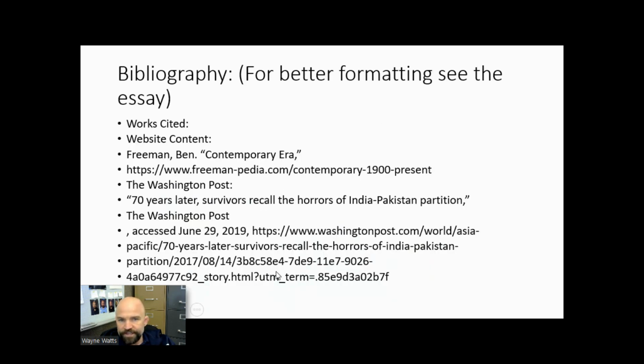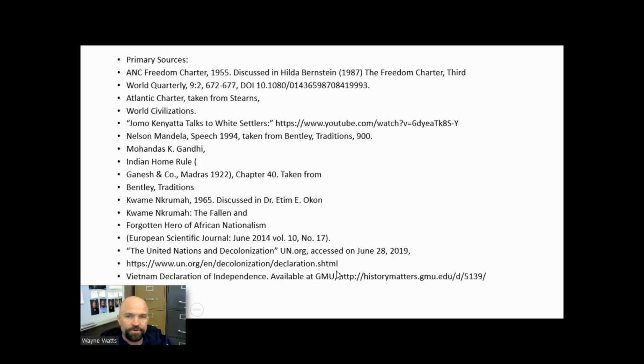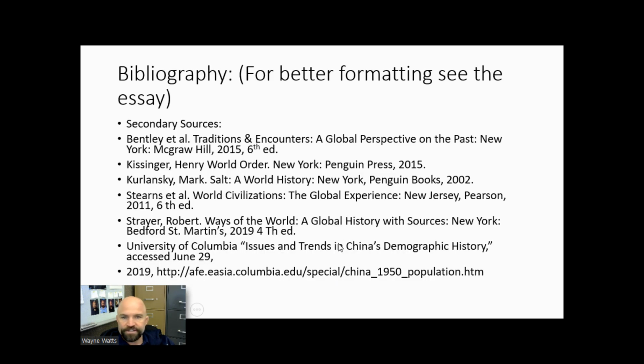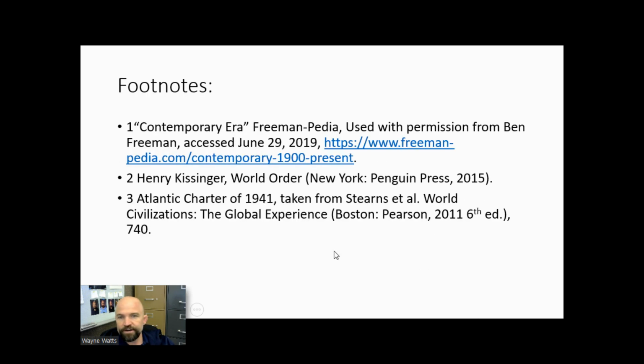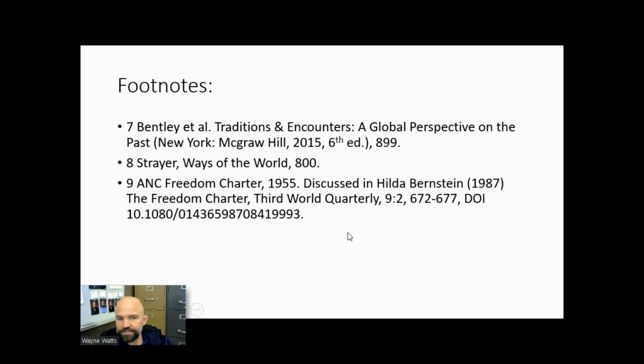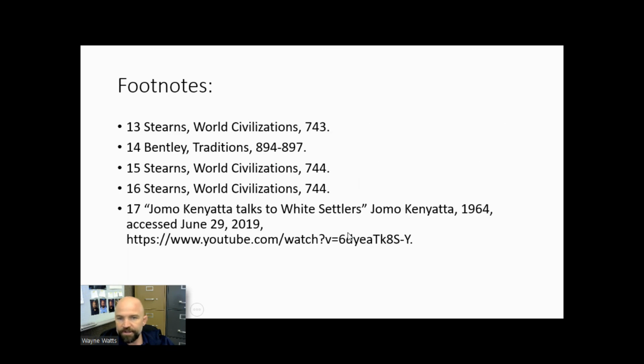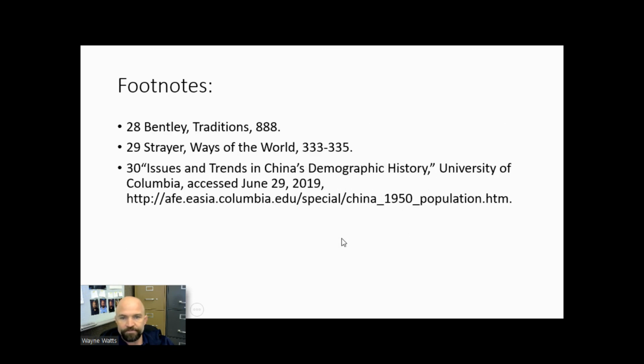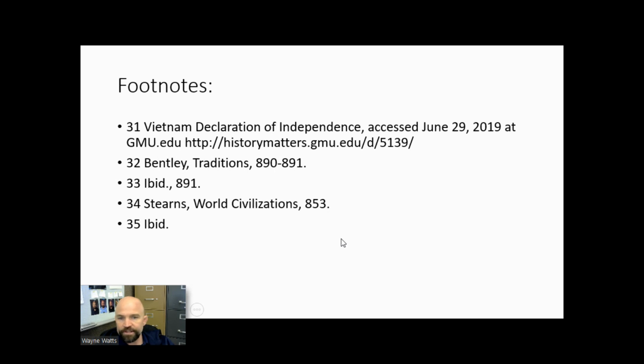So, getting my bibliography into the PowerPoint has messed up the formatting in a few places. See the essay for better formatting. But here are the works cited: primary sources cited here, secondary sources cited here, and the footnotes if you'd like to track on a claim-by-claim basis where I'm getting them from. You can see them here in the footnotes.